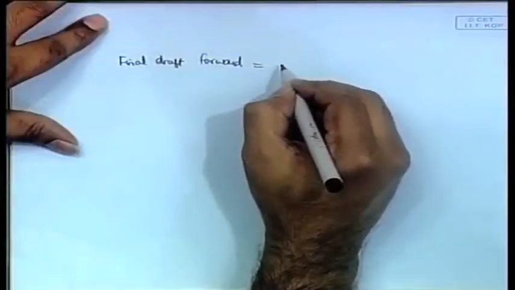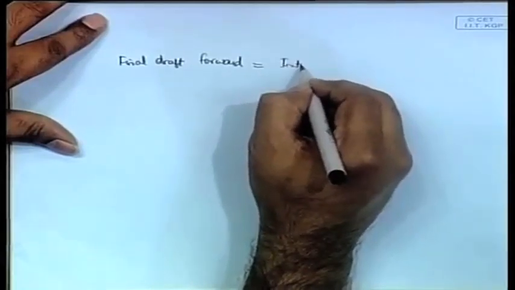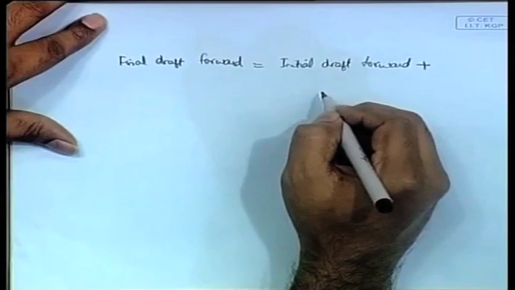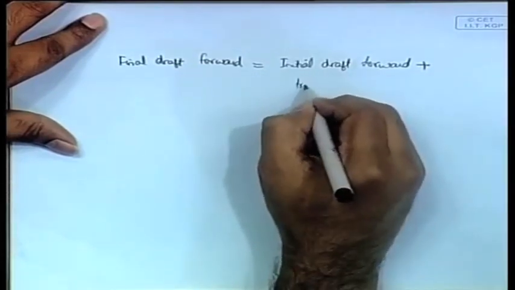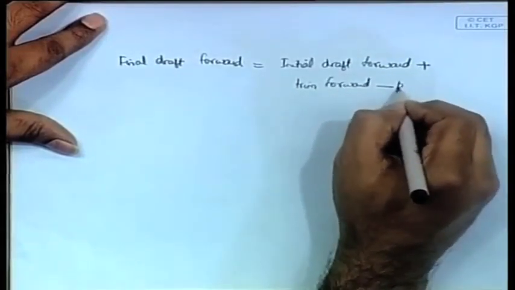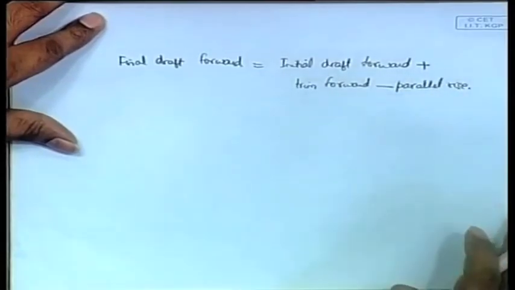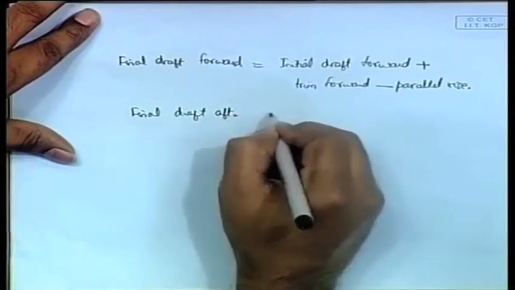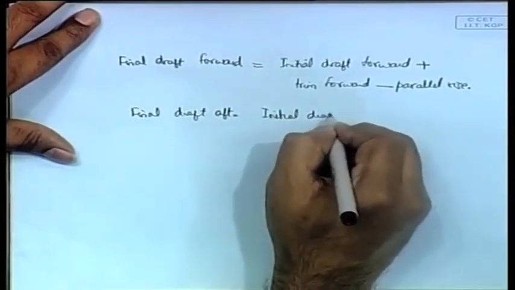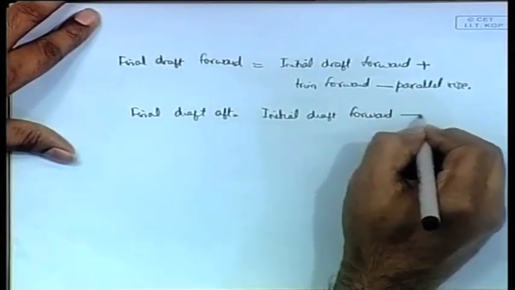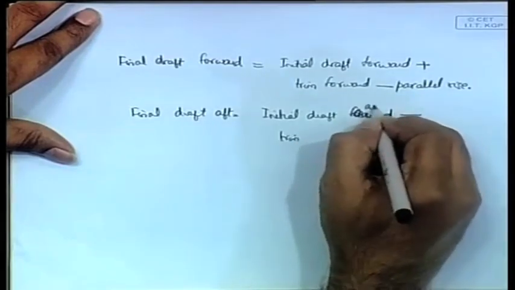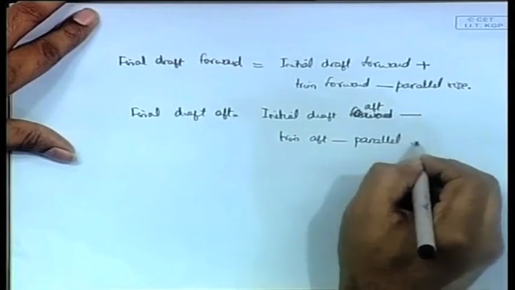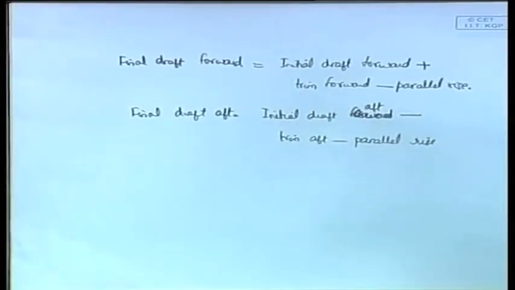So final draft forward will be initial draft forward, whatever is given, plus trim forward minus parallel rise. This will give you your final draft forward. And your final draft aft will be initial draft aft minus trim aft minus parallel rise. So this will give you your final drafts. It becomes 8.64 and 8.7.